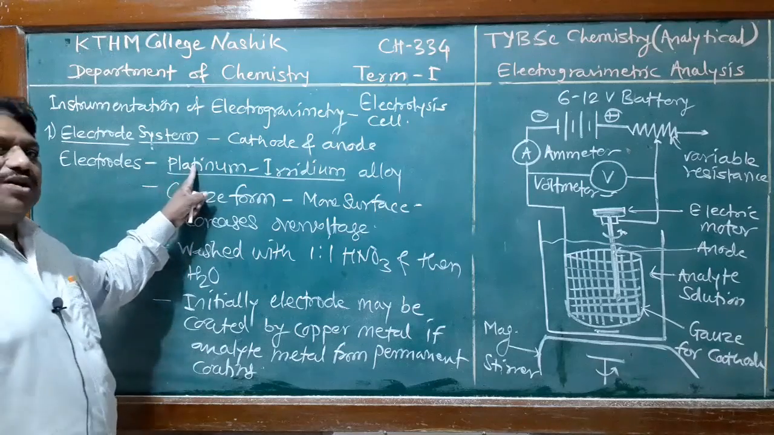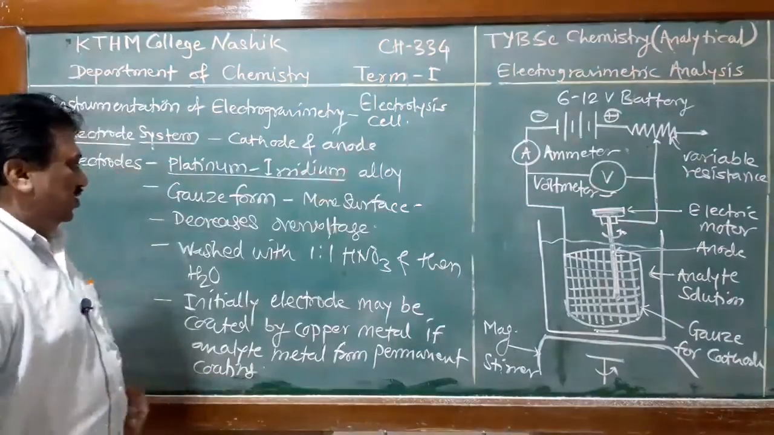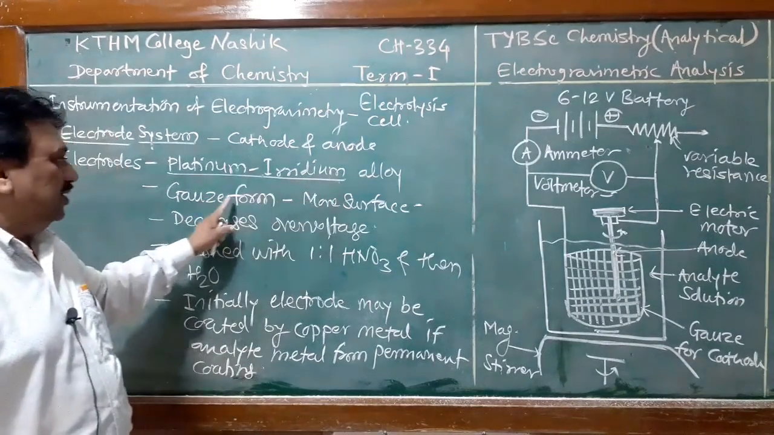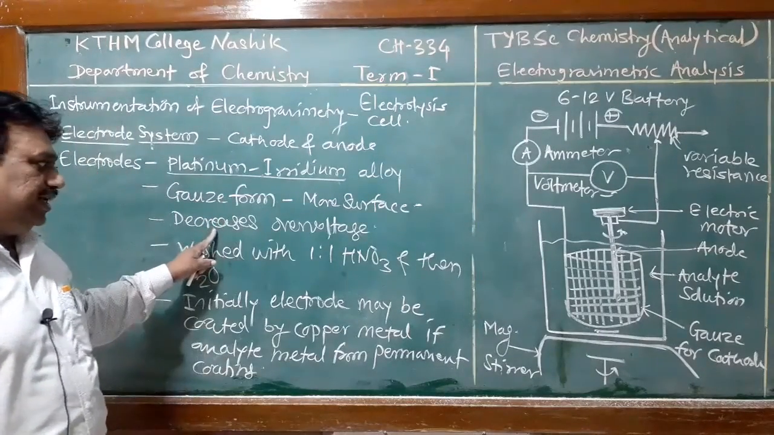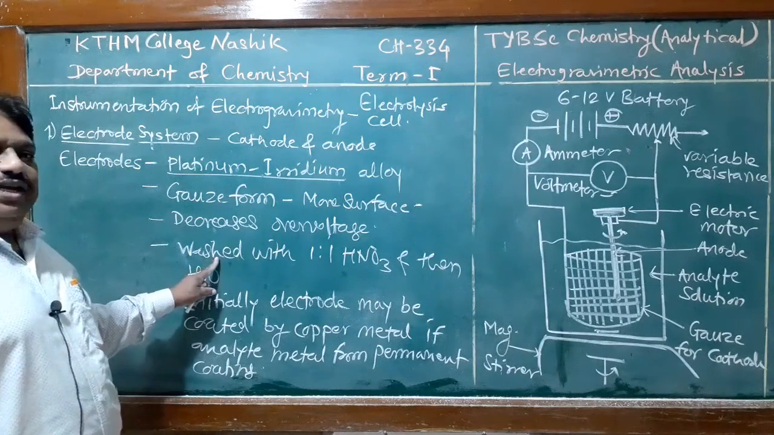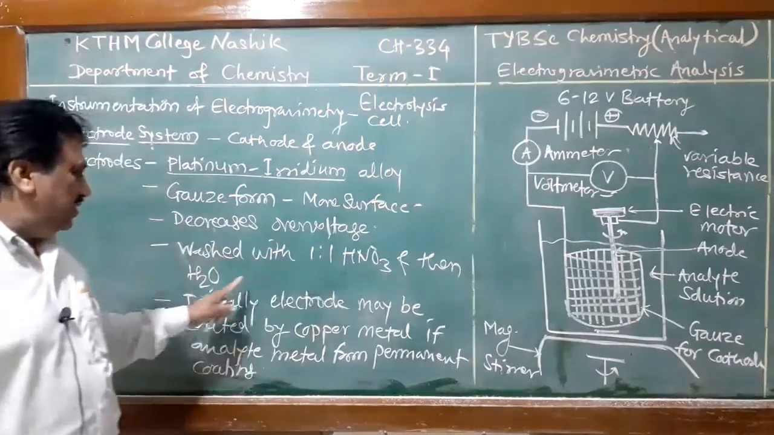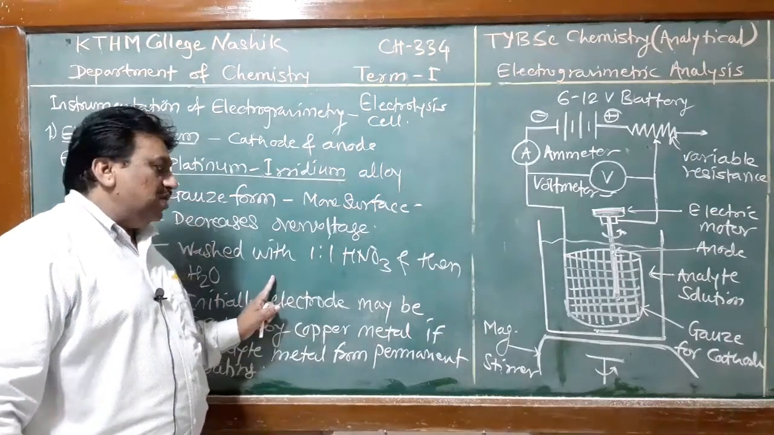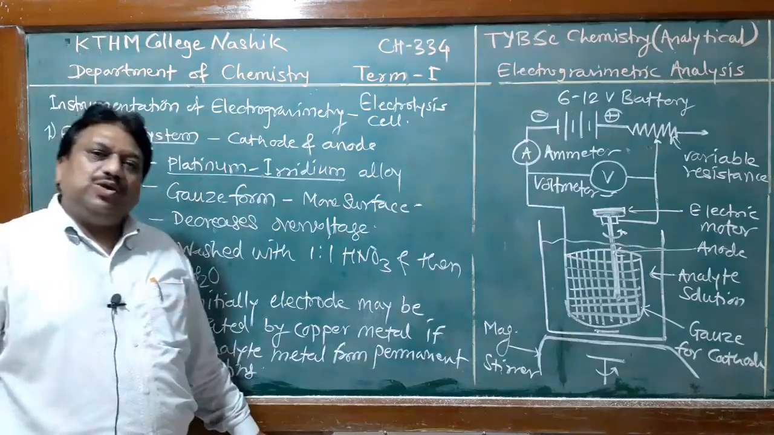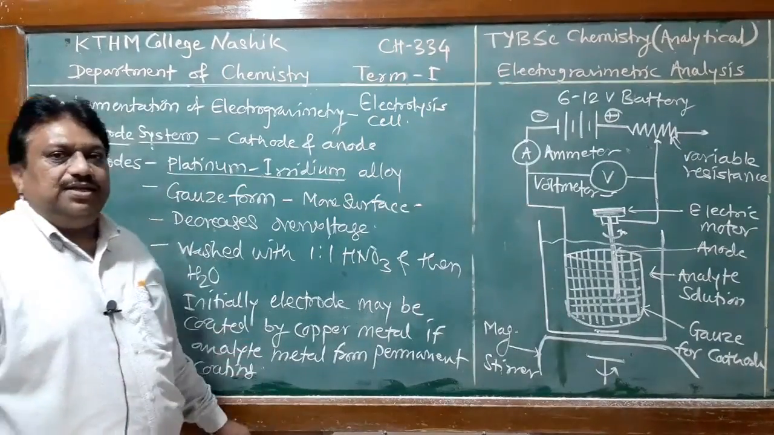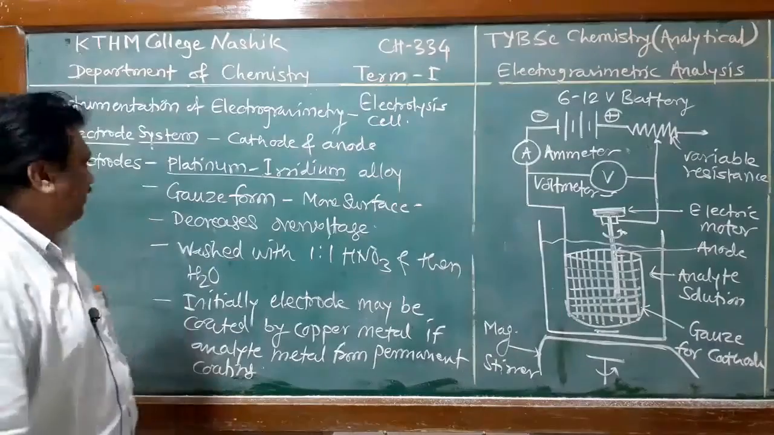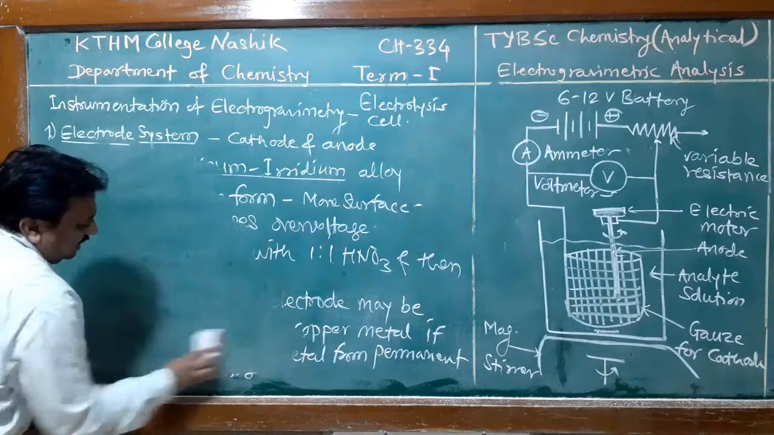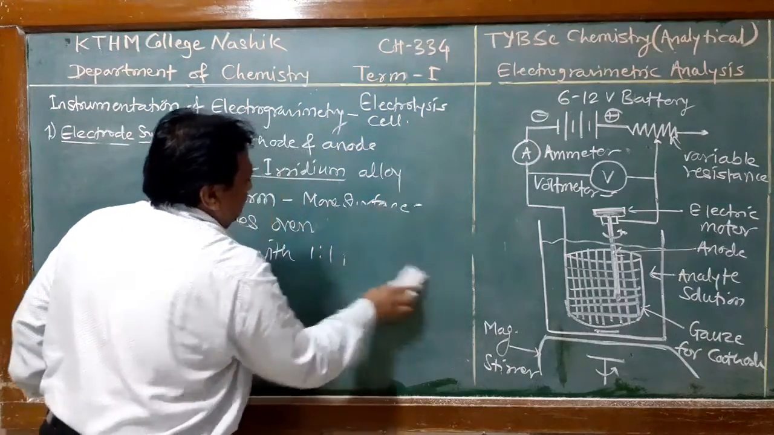This is a requirement for both electrodes, that is cathode and anode. Cathode and anode in the electrolysis cell are made of platinum iridium alloy. Generally they are in gauze form in order to decrease the overvoltage. Initially electrodes are cleaned using nitric acid solution and water, and after that they are dried in an oven and then used. Sometimes they may be coated using copper metal in order to avoid the permanent coating. This is all about the electrode system in electrogravimetric analysis or for an electrolysis cell.